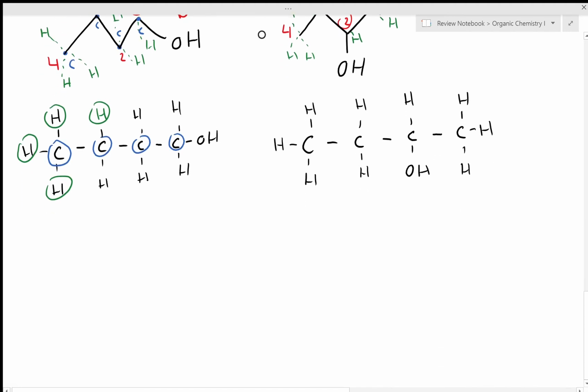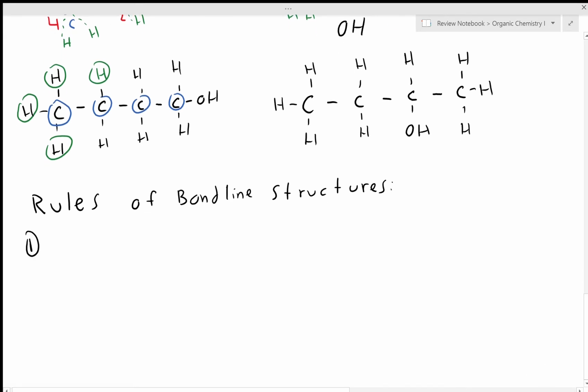So now we just need to go over the rules. The rules of bond line structures. Rule number 1, as you might be able to figure out, the hydrogen atoms are not drawn. It decreases the complexity of what you have to look at.